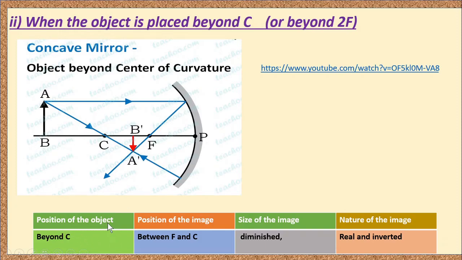So the position of the object is beyond C, position of the image is between F and C, that is principal focus and center of curvature, size of the image is diminished. Nature of the image is real inverted.